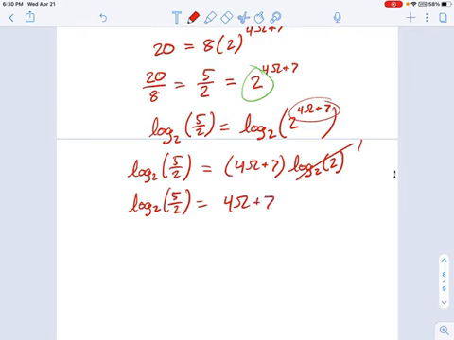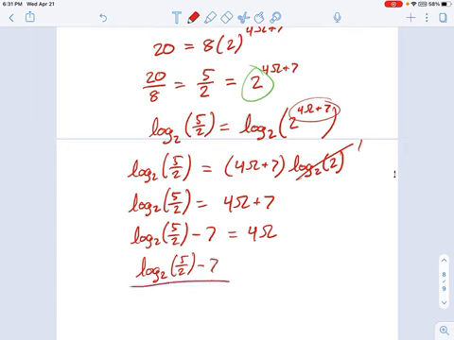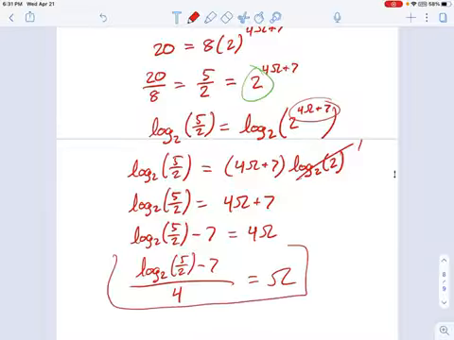And now we're basically done. We just need to grab omega by itself. So this is going to be log base 2 of 5 over 2 minus 7 equals 4 omega. And then we just divide each side by 4 and we're through. I'm going to write it this way: log base 2 of 5/2 minus 7, divide the whole thing by 4, and that is omega. And we're done. See, that was a snap.